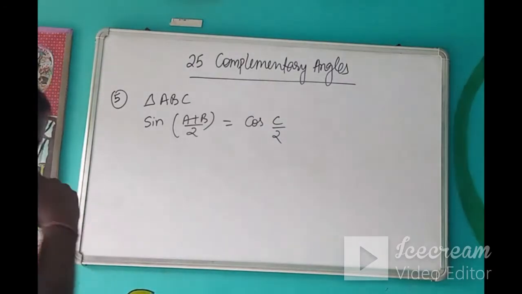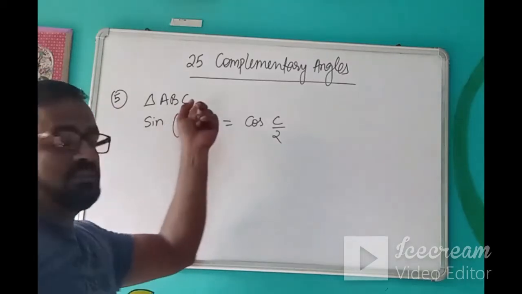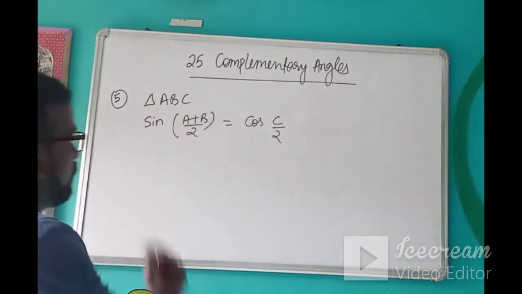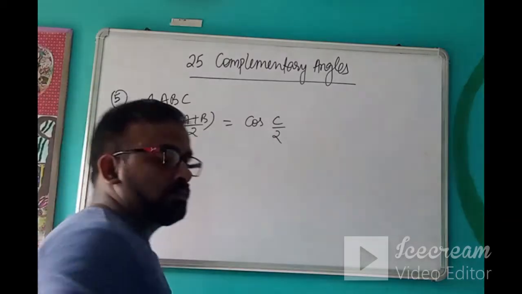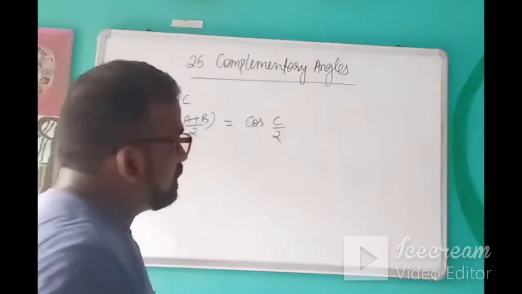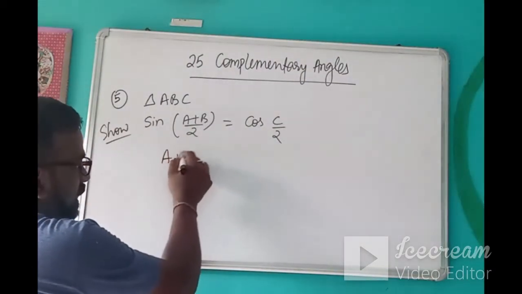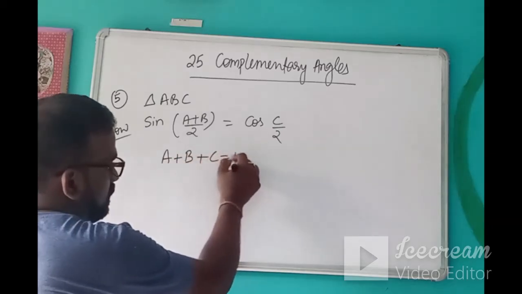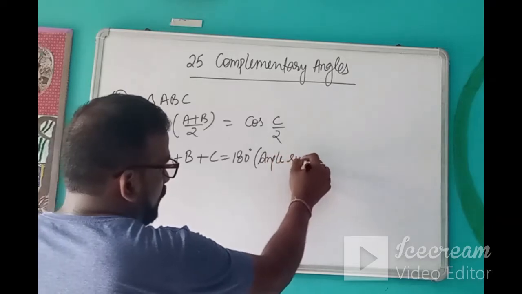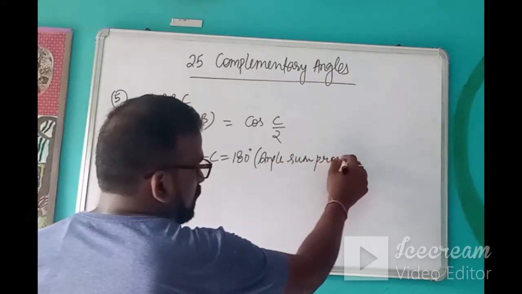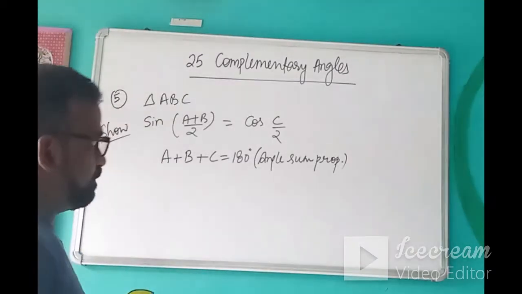Okay, let's discuss one more type. Now in this, what is given? ABC is a triangle and we have to show that sine of (A plus B) by 2 is equal to cos C by 2. Okay, so in these type of questions, what we will do? We will first write A plus B plus C is equal to 180 degree. If you remember, that was the angle sum property. Okay, you must know this: the sum of three angles of a triangle is 180 degree.